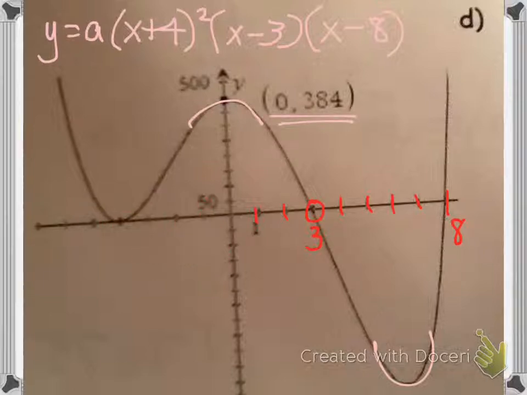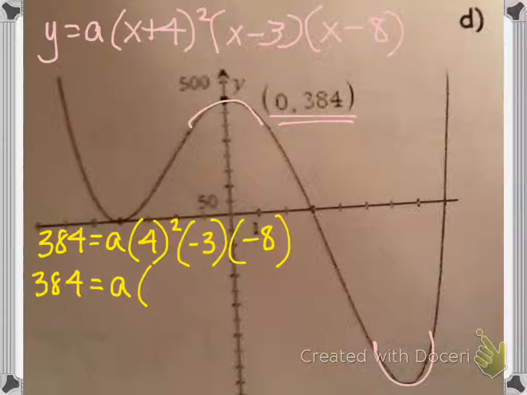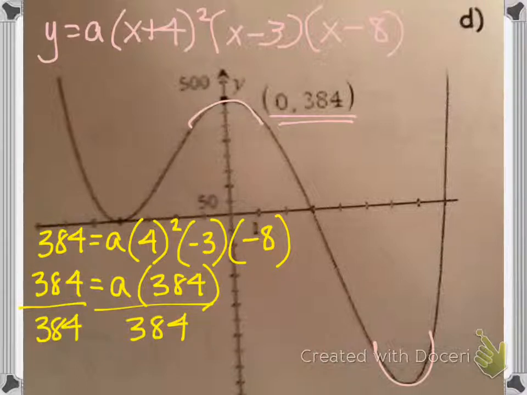I'm going to move and do this work down here. So I have 384 equals a times 0 plus 4 is 4, so that's 4 squared. 0 minus 3 is negative 3, and 0 minus 8 is negative 8. So 384 equals a times, multiplying all that gives me 384. What do you know? Divide both sides, and a equals 1.